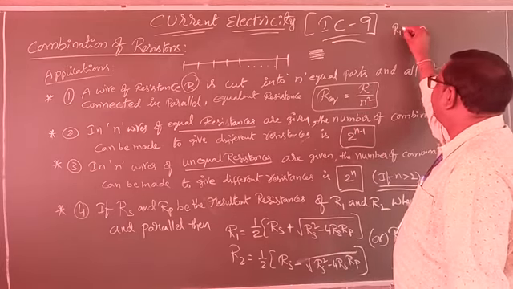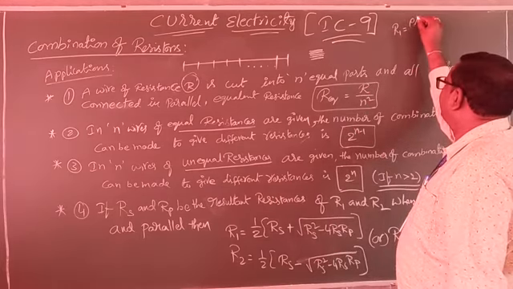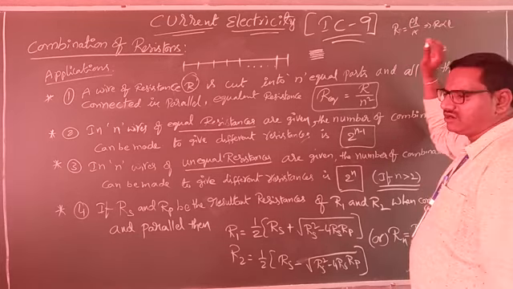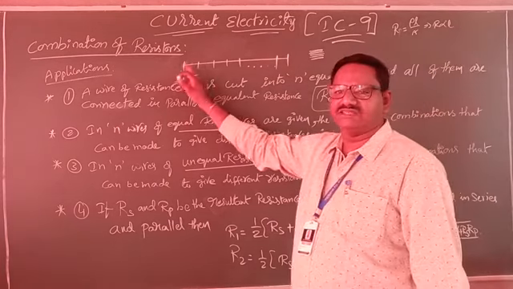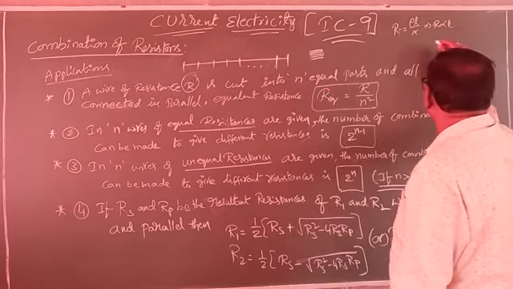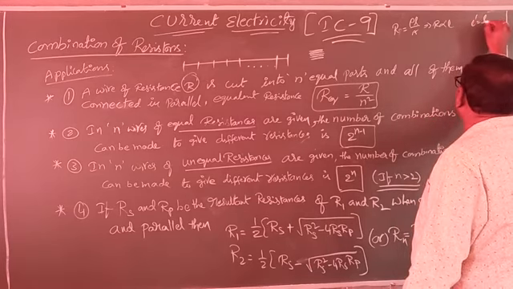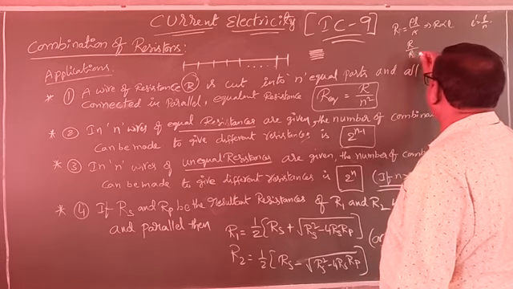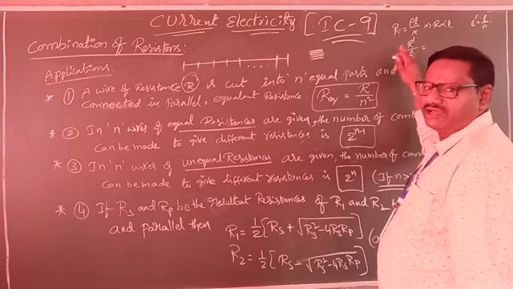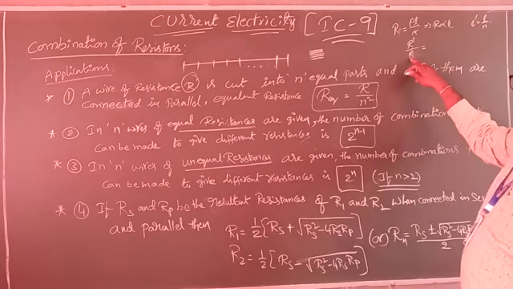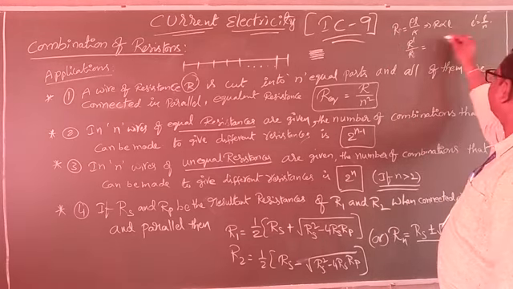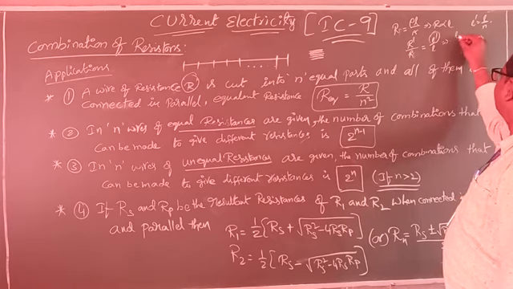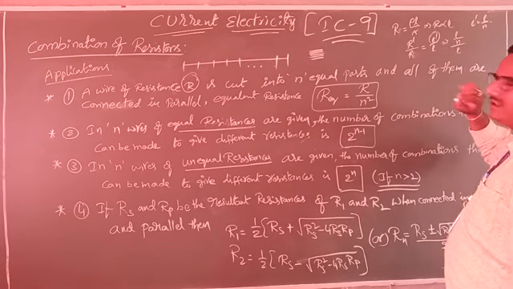Very simple. R is directly proportional to rho L by A, that means R is proportional to L. Say yes or no? Now the length, how many pieces is it cut into? L dash will become L by n. Now R dash by R is L dash by L, so that is L by n by L. Clear?